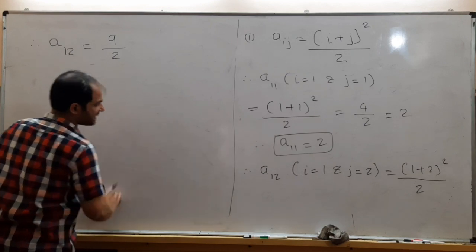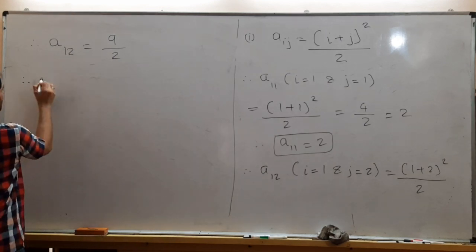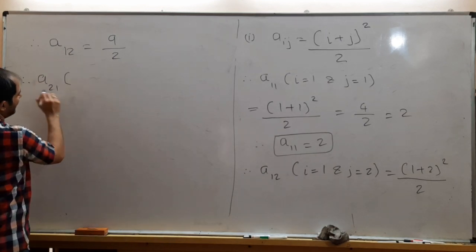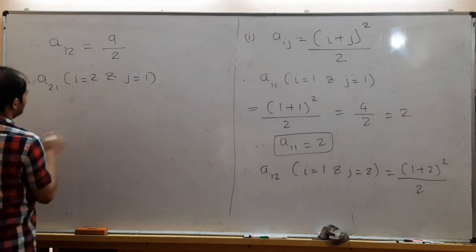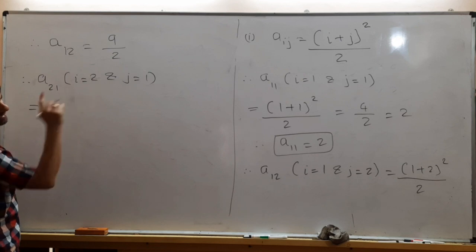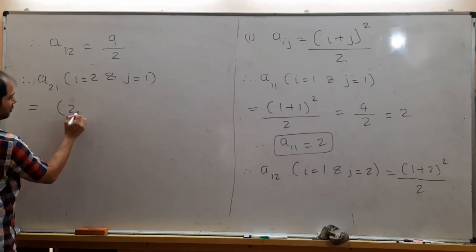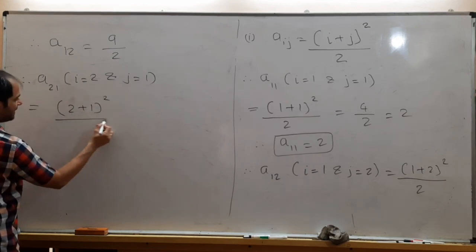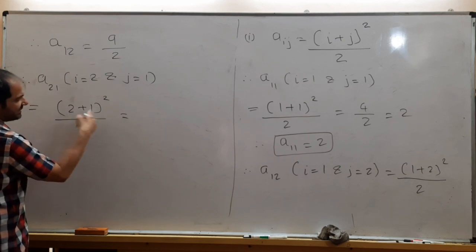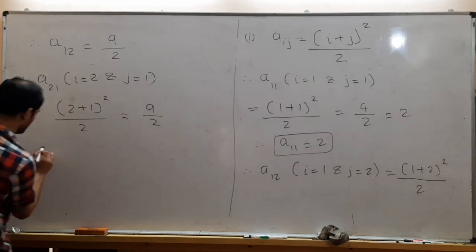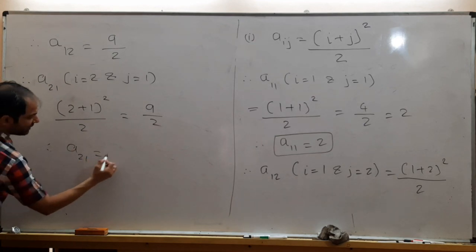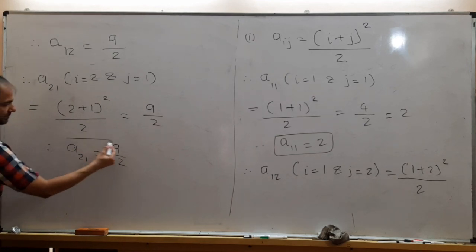Then the third was A21. For A21, i is 2 and j is 1. The formula is (i plus j) the whole square by 2, so (2 plus 1) the whole square by 2. 2 plus 1 is 3, 3 square 9, 9 by 2. So ultimately A21 is 9 by 2.